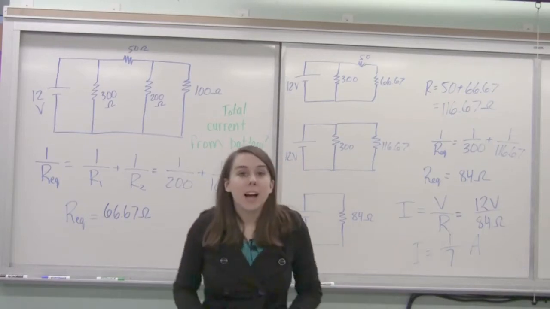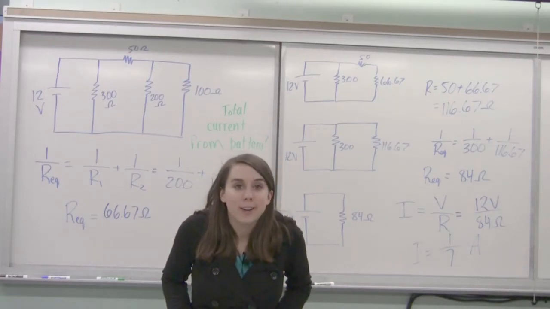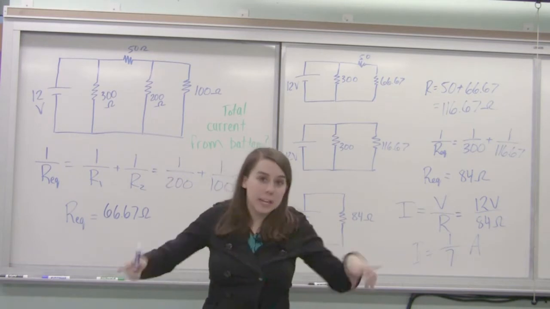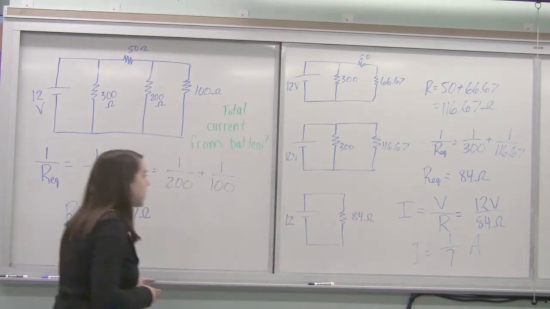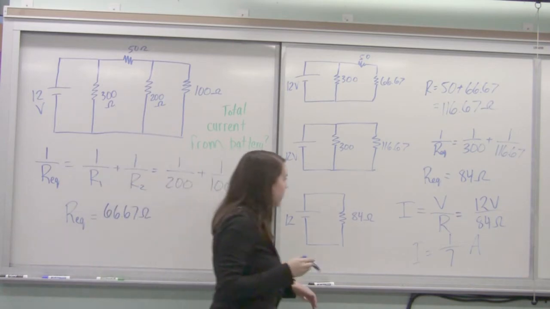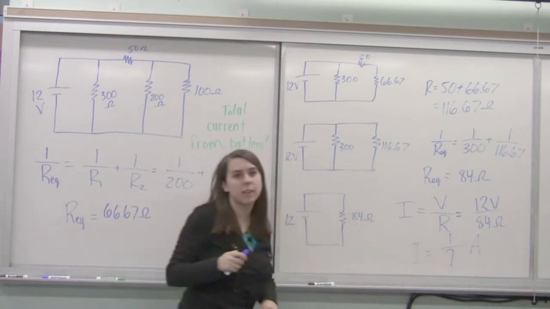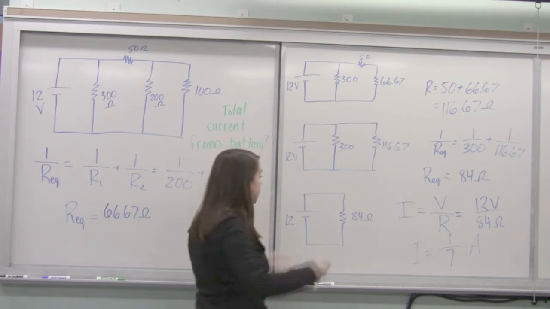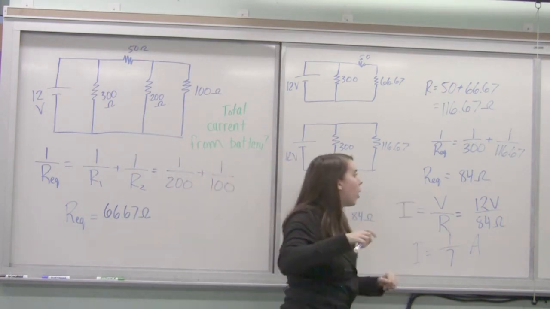All right, welcome back. I am now going to show you how to find the current and voltage drop for each resistor in our circuit. So let's take a look. This is exactly what I had up last time. I've got my total current is equal to 1/7 of an amp. The equivalent resistance for the entire circuit is 84 ohms.